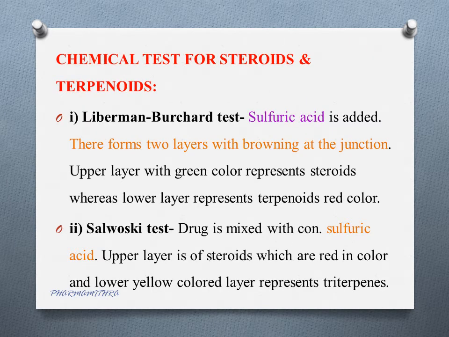Next is the chemical test for steroid and terpenoid: the Liebermann-Burchard test and the Salkowski test. In the first, we are adding the drug mixed with acetic anhydride. To this mixture, we are adding sulfuric acid. This will form two layers with browning at the junction. In the upper layer, we can find a green color, representing the steroid. The lower layer represents the terpenoid, red color. In Salkowski also, we can find two layers when mixed with sulfuric acid. The upper layer is of steroid, which is red in color, and the lower layer is yellow colored, representing triterpenes.